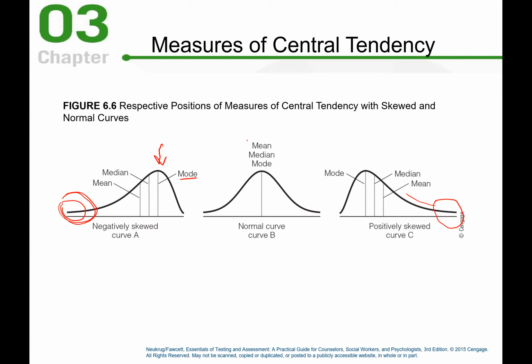For a normal distribution, again, the mean, the median, and the mode, if it only has one mode, are all going to be the same value.